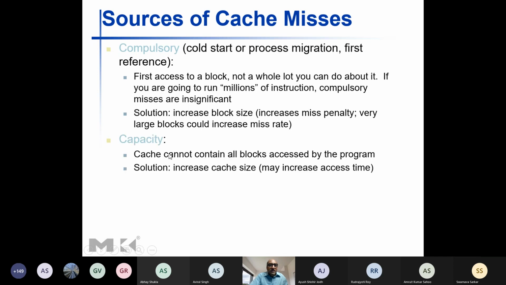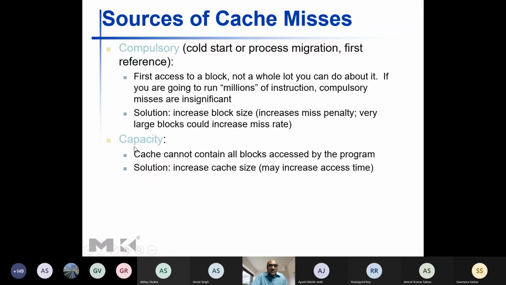Compulsory misses usually occur at the beginning, at the start of a program or the start of a new process. At that time these misses will result. And this is one of the solutions. But when you go by this, you should be careful about what block size you take. It should be neither too large nor too small, right?